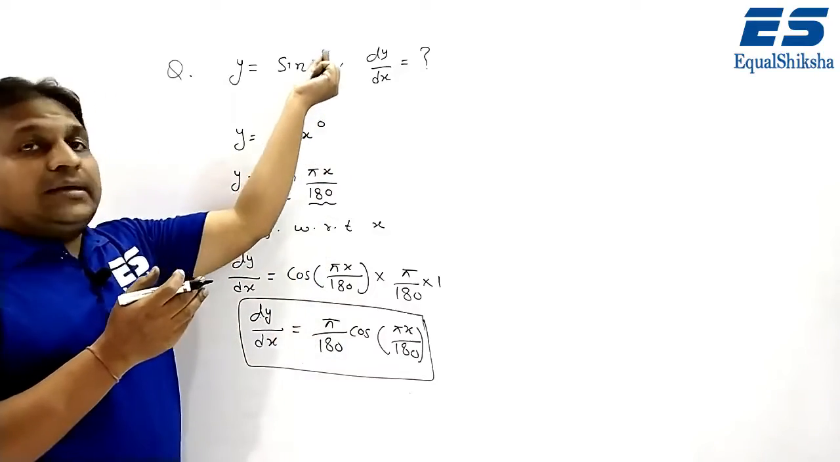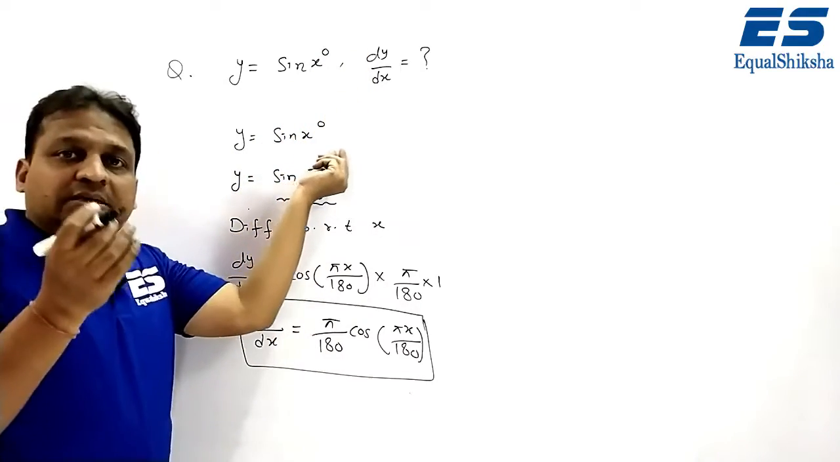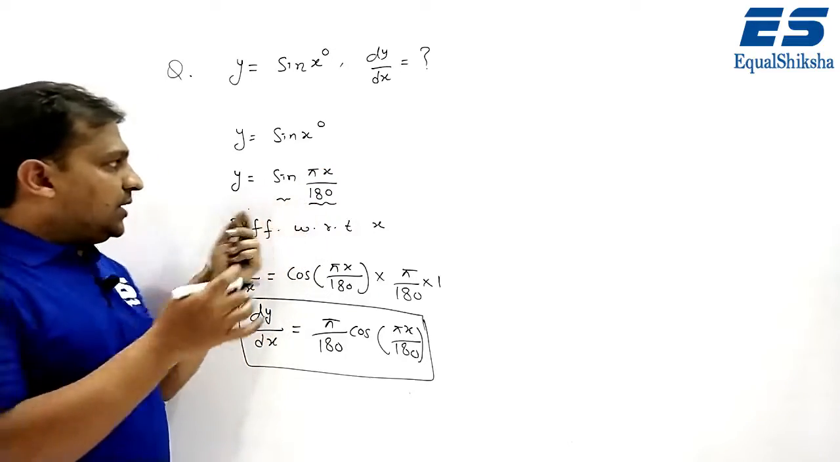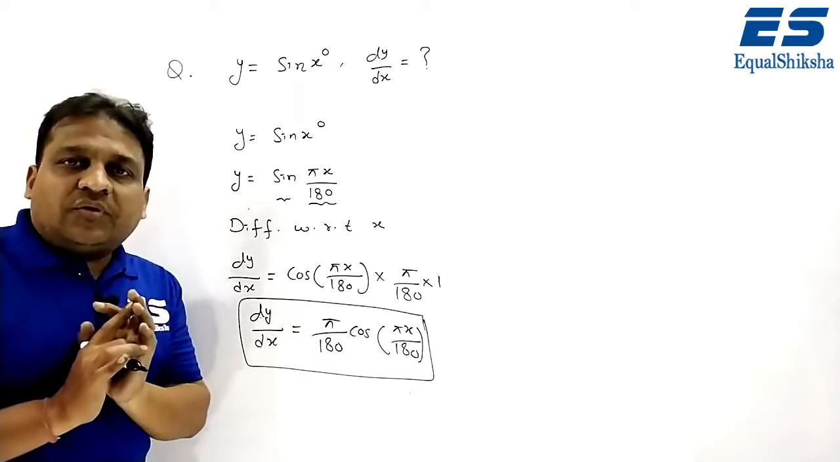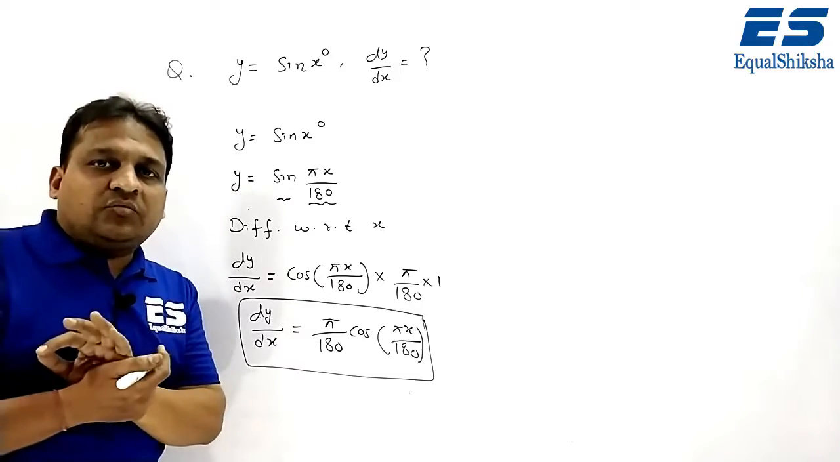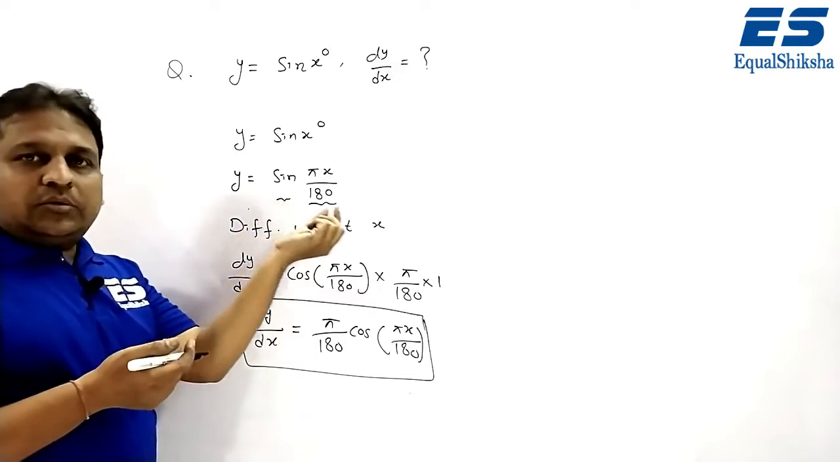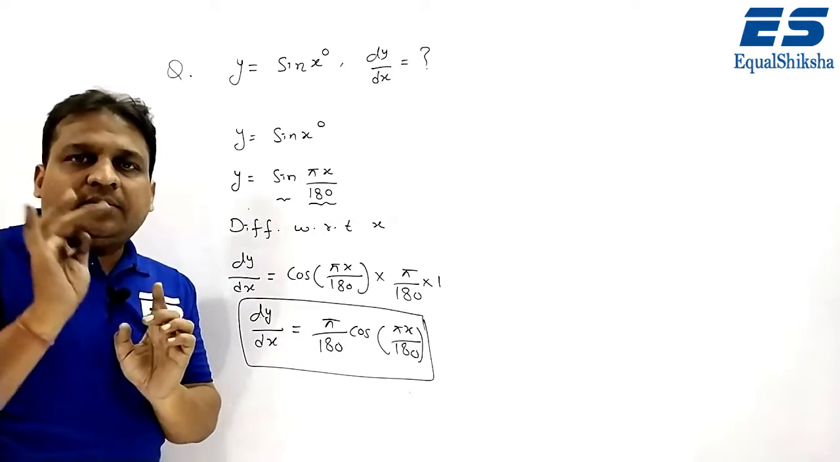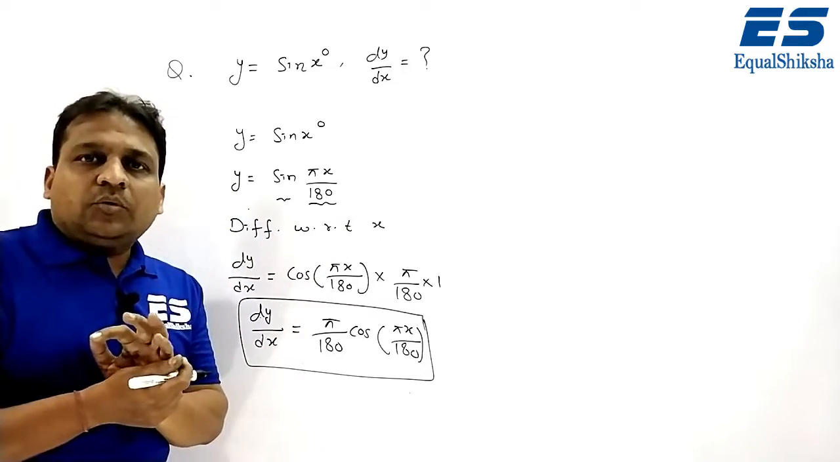If the angle is not given in radian form, then first we change this degree form into radian form. Here there is a sin x degree. So we change this x degree into radian by multiplying by pi upon 180. Then this question is a function of function. For doing differentiation of a function of function, first we have to count the number of functions. Here there are two functions. The first function is sine and the second function is pi x upon 180.